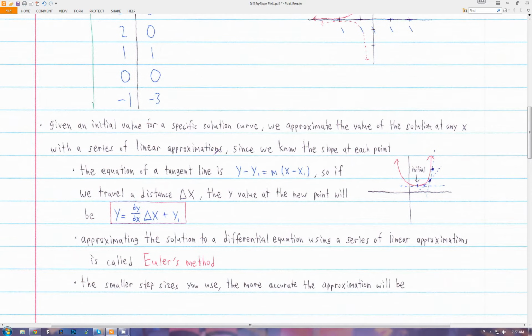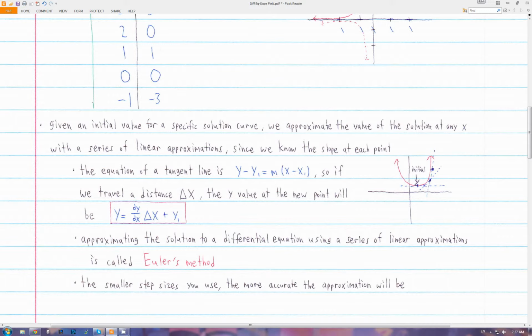So if they give us an initial value for a specific solution curve, then we can use a linear approximation to find the value of the solution at any x. And we want to use multiple linear approximations, because if we just do one, it'll be a lot less accurate. So here you can kind of see what we're going to do.